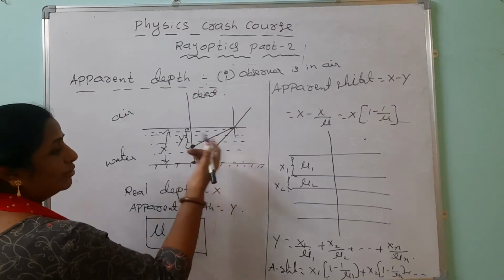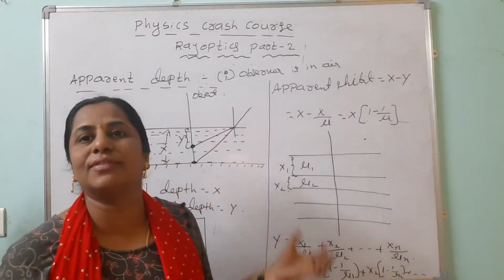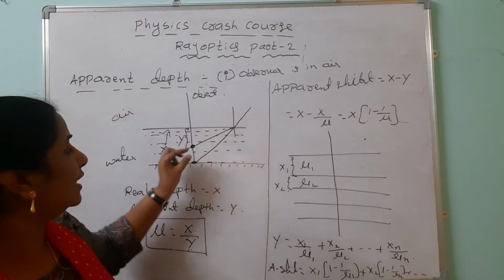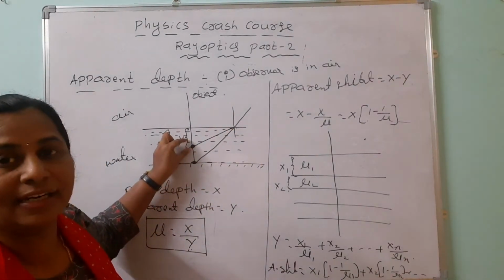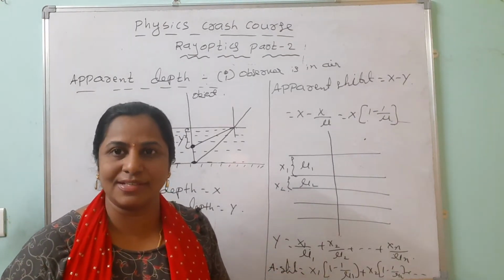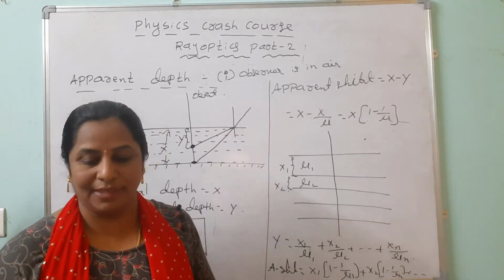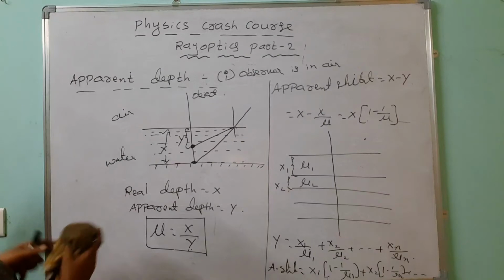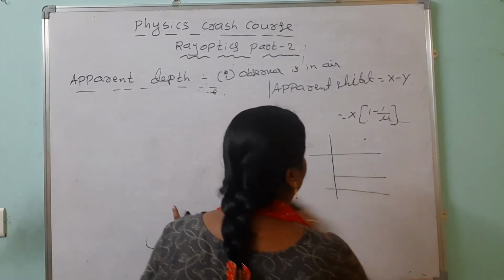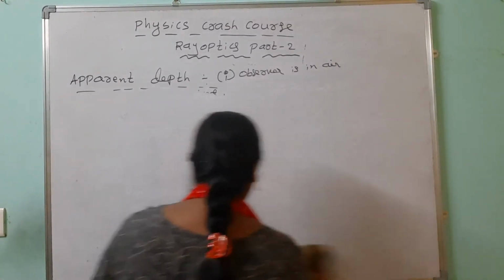Any fish or any stone, any colored stone. Just now I said the floor is here; instead of that you can take a colored stone also. This is on the floor, but when we look through the water, we feel that the stone is here. This is called the apparent depth. But for the apparent depth there are two cases. In the first case, the observer is in the rarer medium and the object is in the denser medium. All these belong to refraction only.